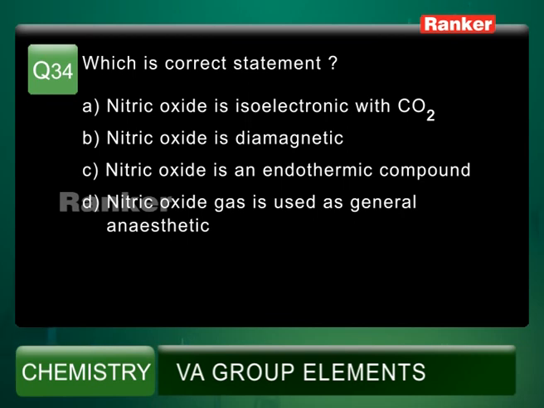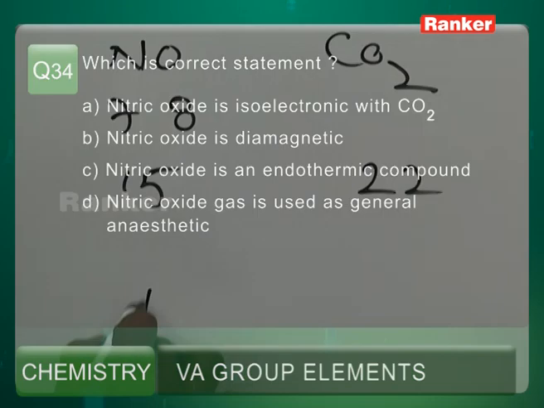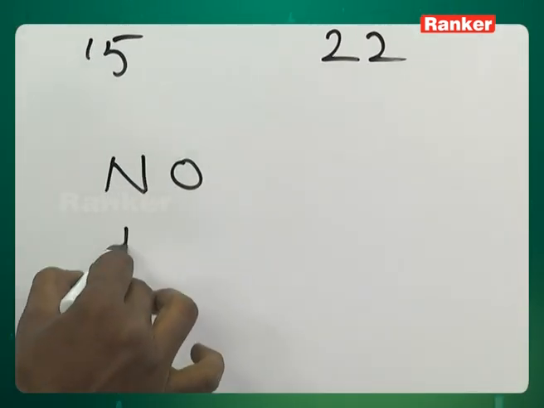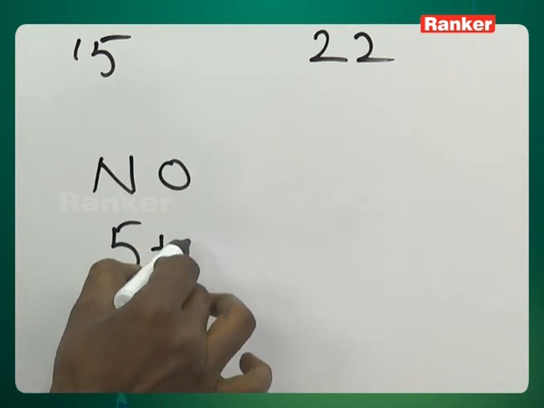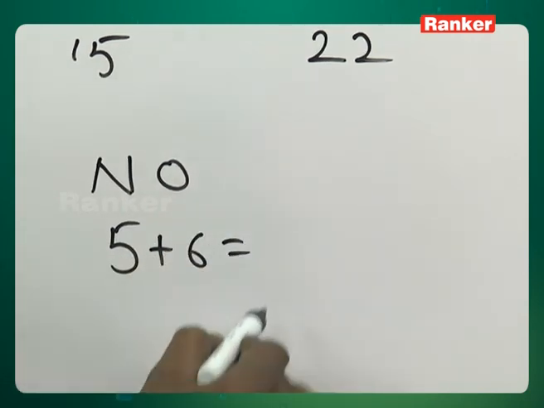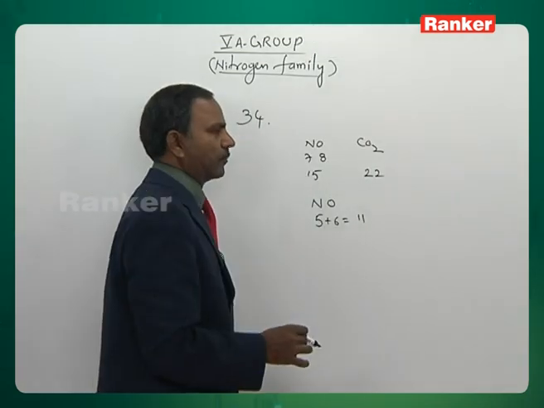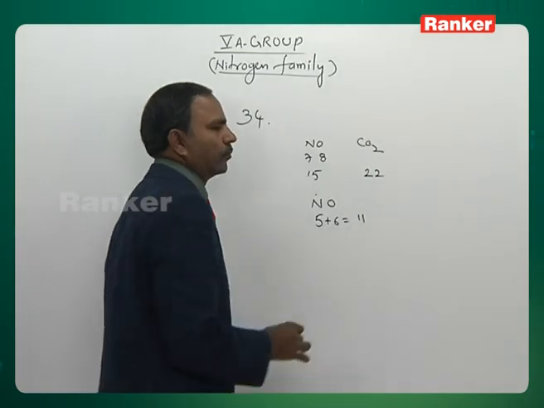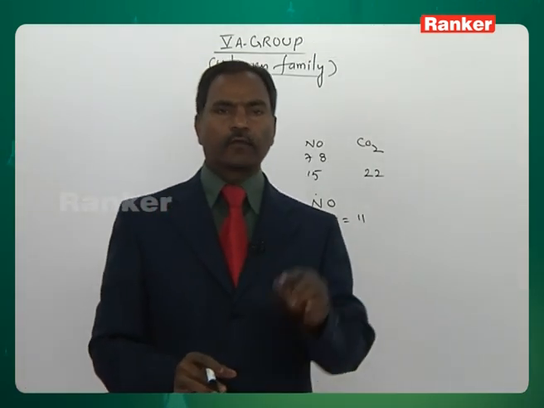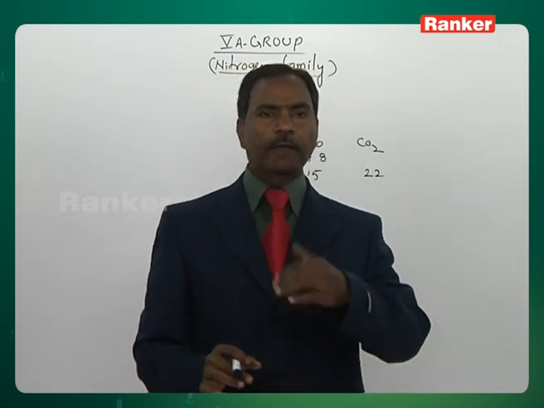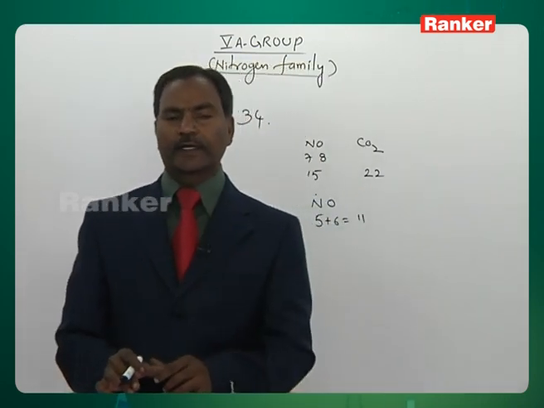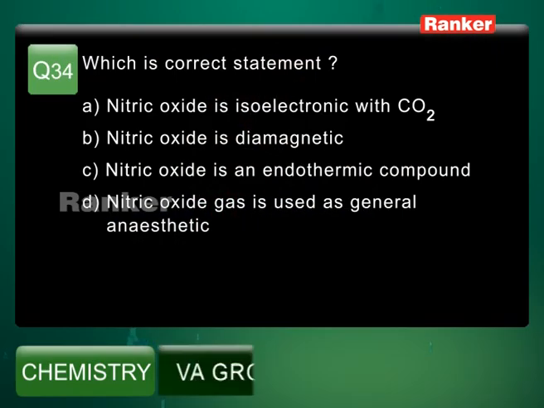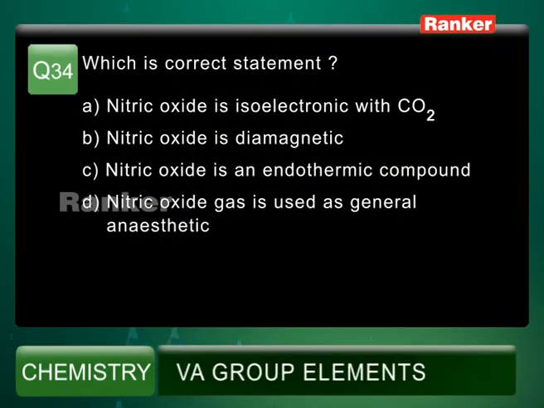Coming to B, nitric oxide is diamagnetic. Remember, nitric oxide is carrying a total of valence electrons 5 plus 6, it is actually 11 valence electrons. This molecule is carrying an odd electron over the molecule. One unpaired electron is there over the molecule. It is paramagnetic, but given as diamagnetic. See, nitric oxide is an endothermic compound.